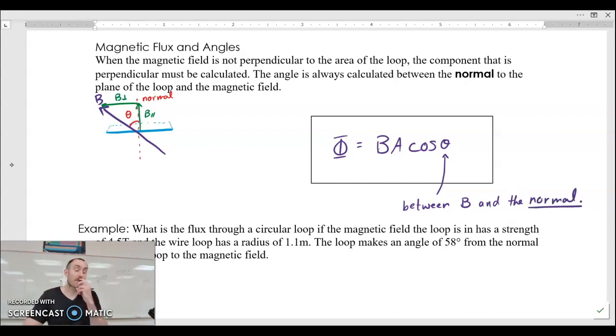That's important. So it's a very good idea when you're solving a problem to first of all draw it out. Just a quick sketch to show where the angle is that you've been given and where the plane of the loop is, where the normal line is, and where the field is. And that will help you make sure that you put the right angle into that formula.